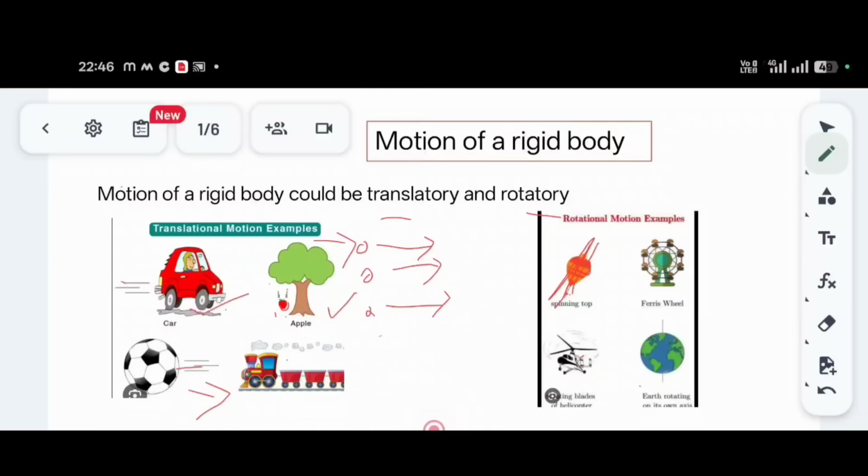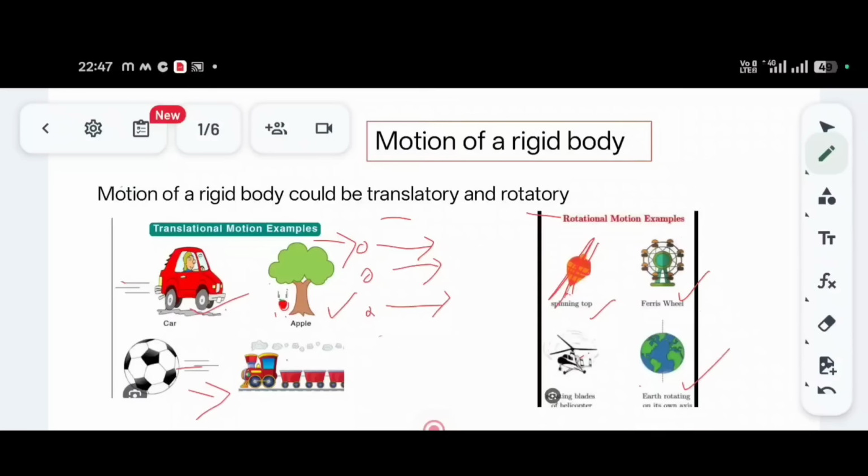Okay, and they will have a rotatory trajectory. Such type of motion is known as rotatory motion. You can see examples such as a giant wheel, the fan of a helicopter, and the earth moving along its own axis. So these are the examples of rotatory motion.